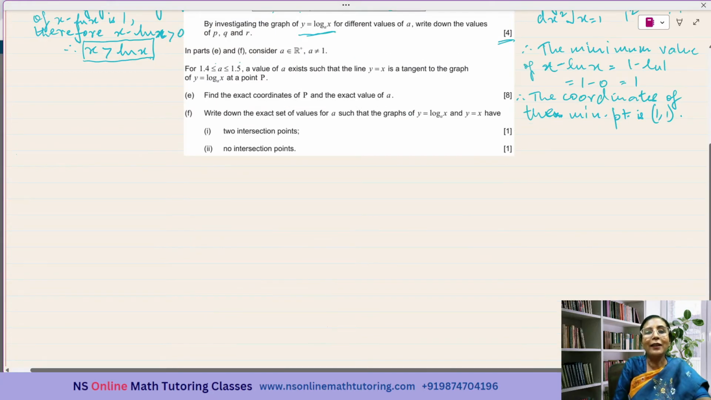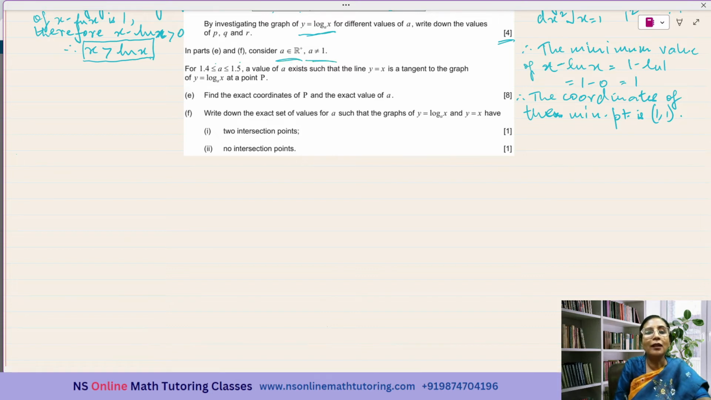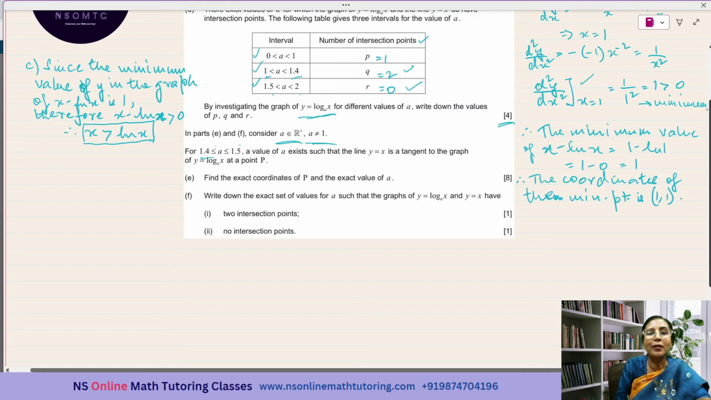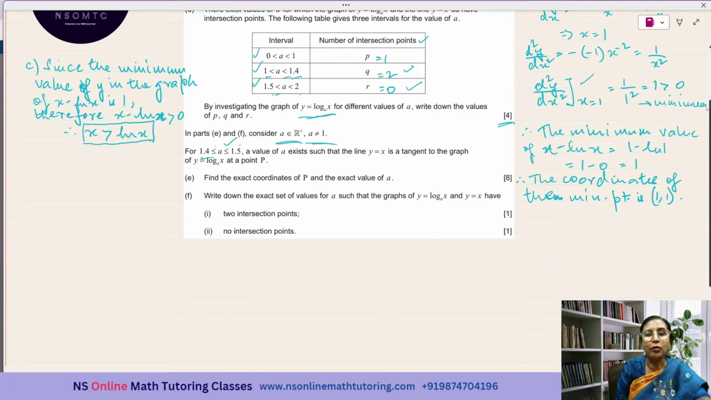In parts E and F, consider a belonging to the set of positive real numbers and a is not equal to 1. For a greater than or equal to 1.4 but less than or equal to 1.5, over here they did not include the equal to sign, but in this case they have included the equal to sign. A value of a exists such that the line y equal to x is a tangent to the graph of y equal to log of x to the base a at a point P. The question is find the exact coordinates of P and the exact value of a, and it is containing 8 marks.